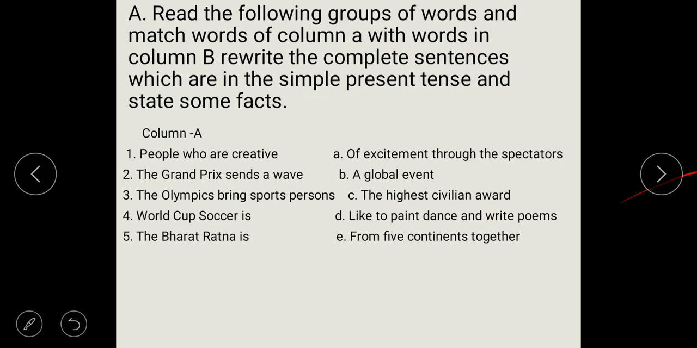Understand? Now question number 1, read the following groups of words and match words of column A with words in column B. Rewrite the complete sentences. First one, people who are creative. People who are creative like to paint, dance and write poems. The Grand Prix sends a wave of excitement through the spectators. The Olympics brings sports persons from 5 continents together. World Cup Soccer is a global event. The Bharat Ratna is the highest civilian award.